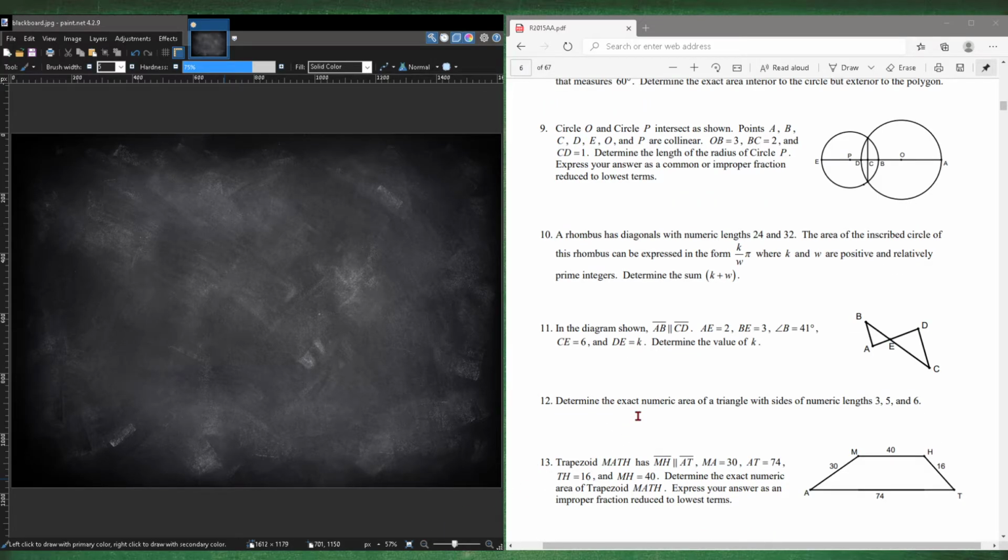Okay, number 10. A rhombus has diagonals with numerical length 24 and 32. The area of the inscribed circle can be expressed as k over w pi. Determine the sum of k and w.